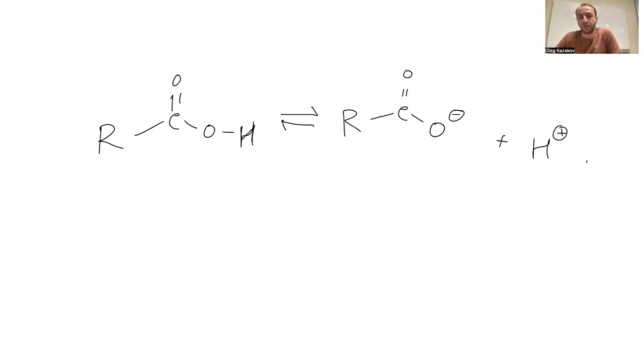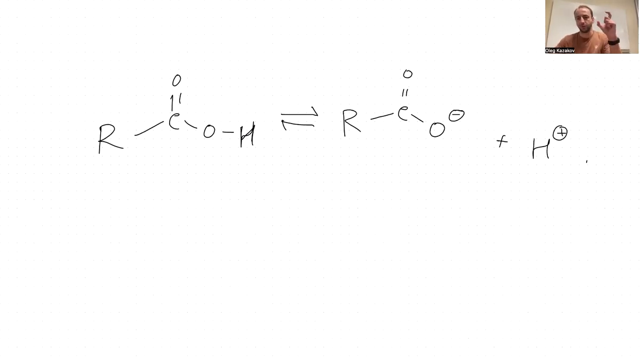So the total charge here will be 0 on the acid. It's a neutral compound. And it's going to be a total charge of 0 on the right side, because you have -1 and +1, which becomes 0. Total charge of 0 will be formed. Now, let's take a look at the further reactions.